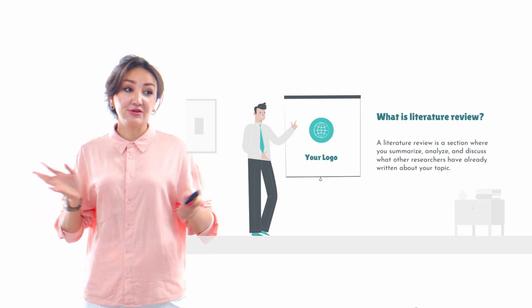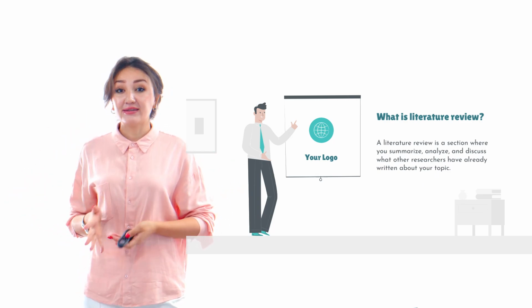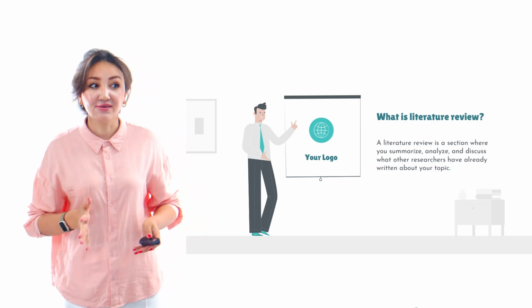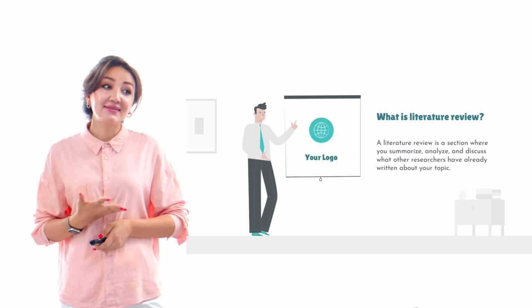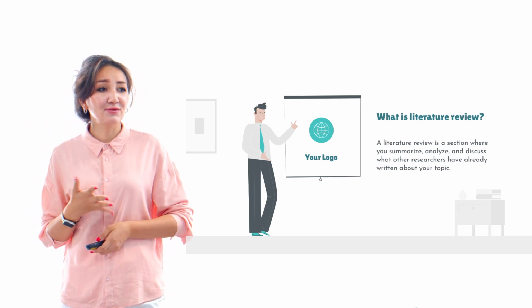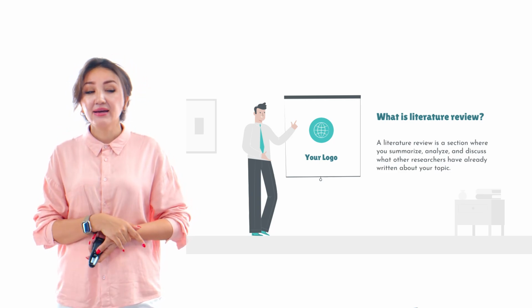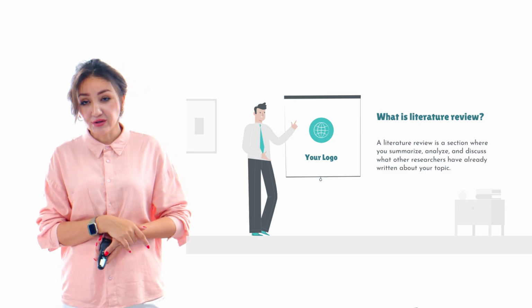So what is a literature review? A literature review is one section in the research. As you know, it's the second section, where you summarize, analyze, and discuss what other researchers have already written about your topic. Okay, and this section is very, very important for you.